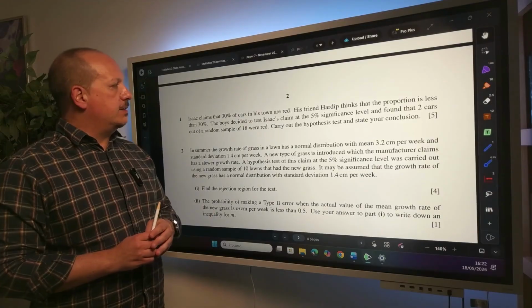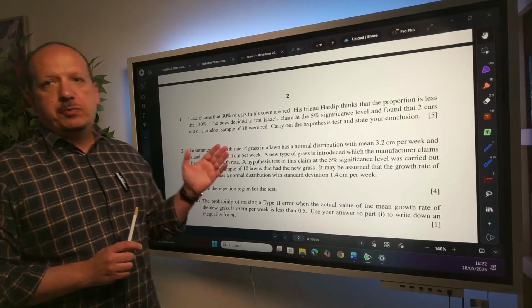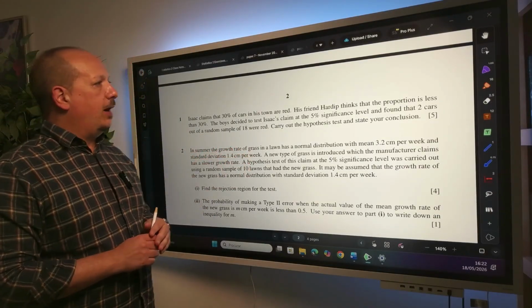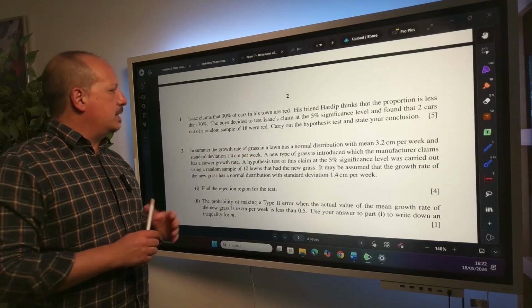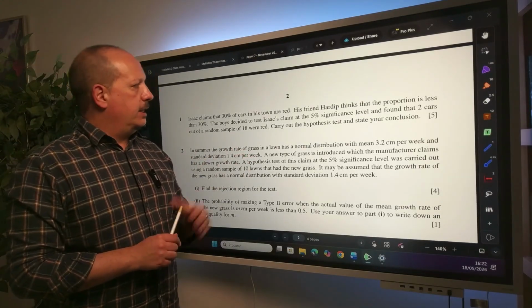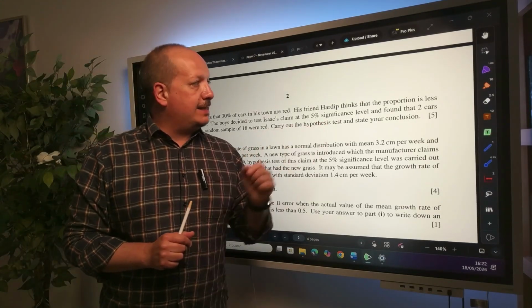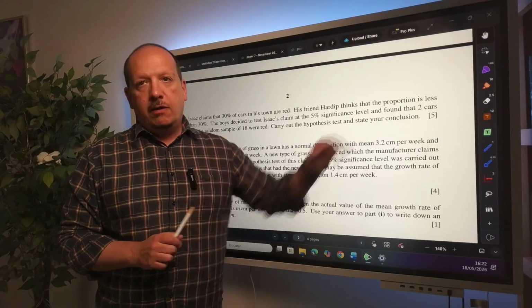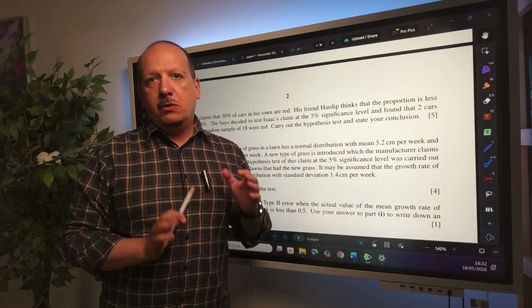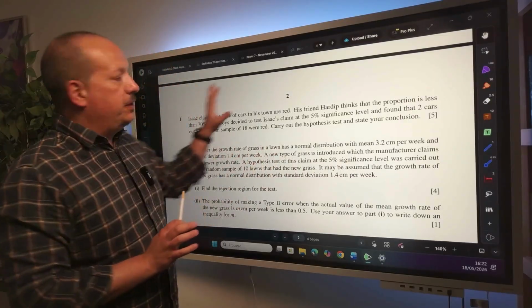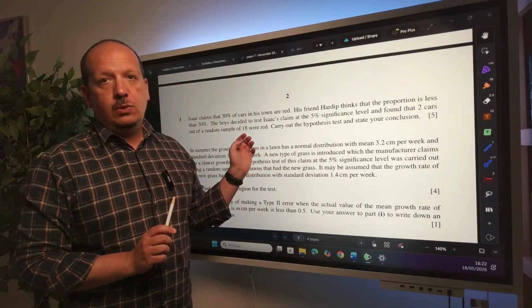The boys decided to test Isaac's claim at the 5% significance level and found that 2 cars out of a random sample of 18 were red. Carry out the hypothesis test and state your conclusion. 5 points. You are going to see how simple this is. You have here all the information that you need.